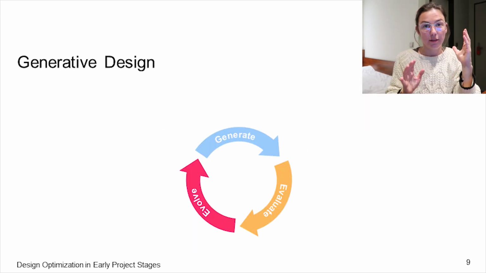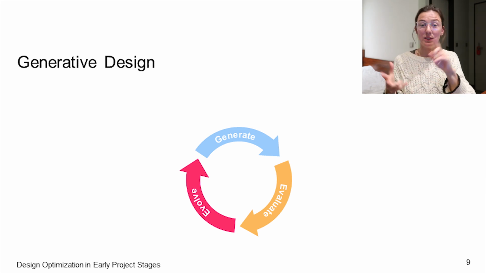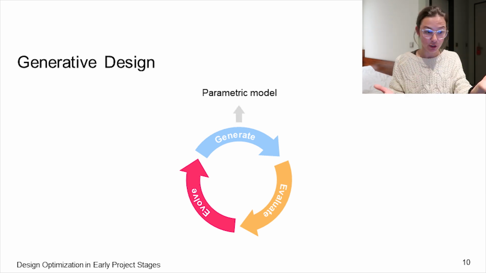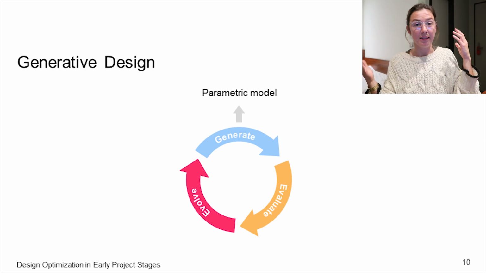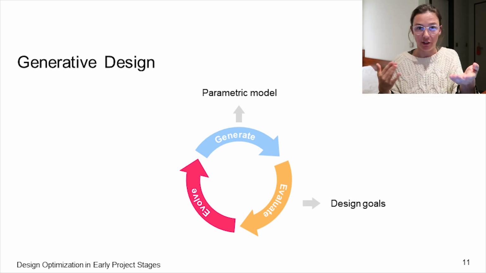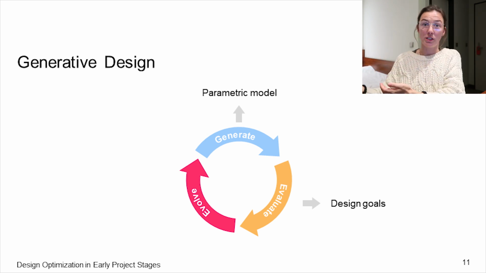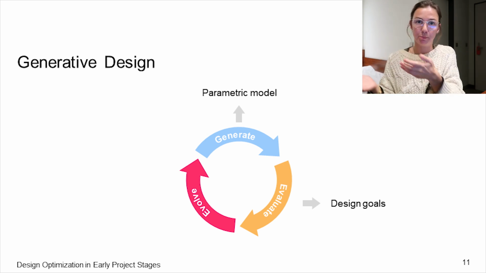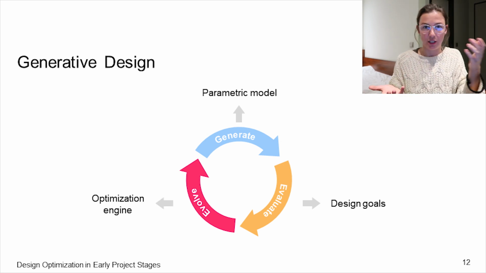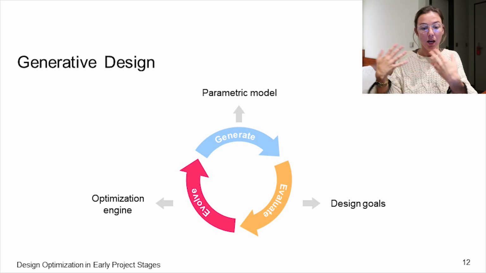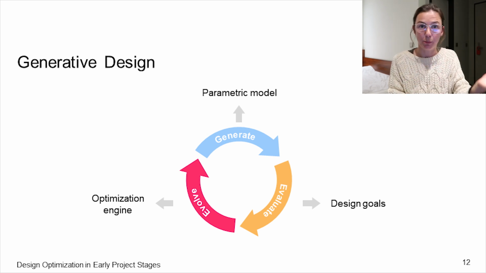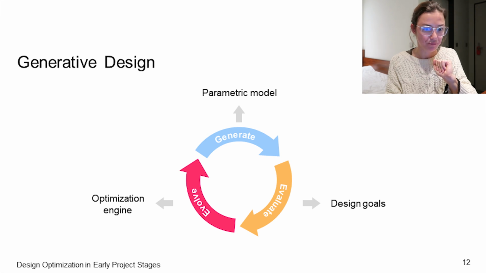Now, to carry out a generative design study, we need three things. We need a parametric model that is able to explore the entire solution space. We need a set of design goals, and they're very important because they will determine what kind of results we will receive. And we need an optimization engine. So in this case, I chose the NSGA2 algorithm because it has proven to provide a very diverse set of solutions, and it is implemented in the Dynamo plugin called Refinery.